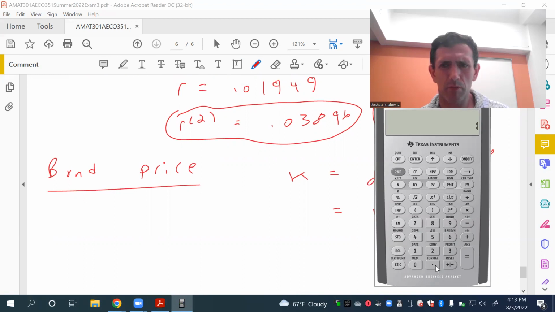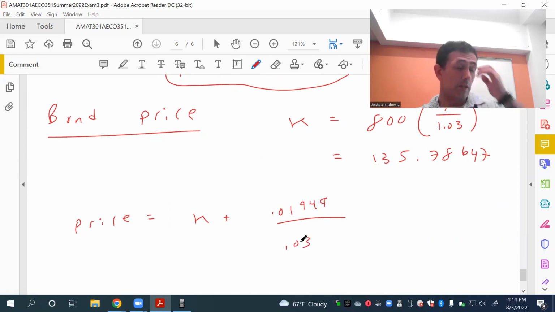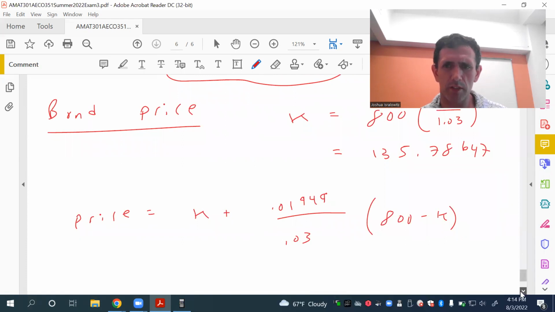800 times 1.03 to the 60 minus... Store this in the one spot. And remember the price is K plus R, which we figured out to be 0.01949 over my yield rate 0.03. So R is quite a bit smaller than the yield rate, so we're definitely buying this bond at a discount. Discount is going to be quite a bit, as we'll see in a second.